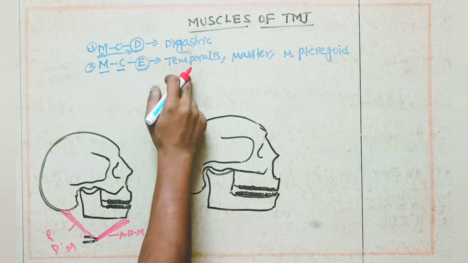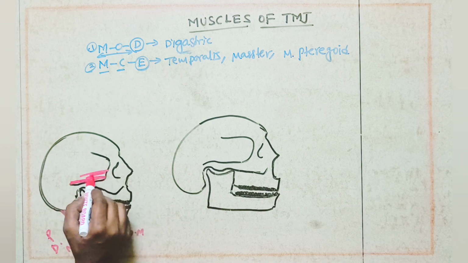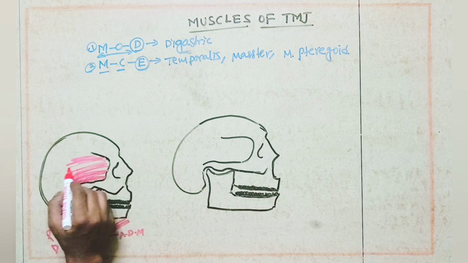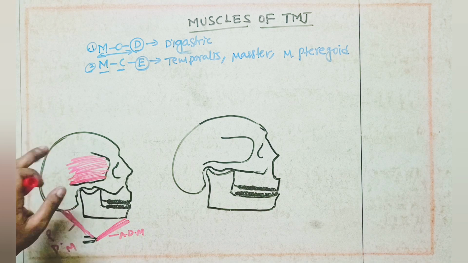So the first muscle is the temporalis. Here this is our temporal bone, so the temporalis muscle will be here. This is our temporalis muscle. This muscle is going to be helpful for the mouth closing.